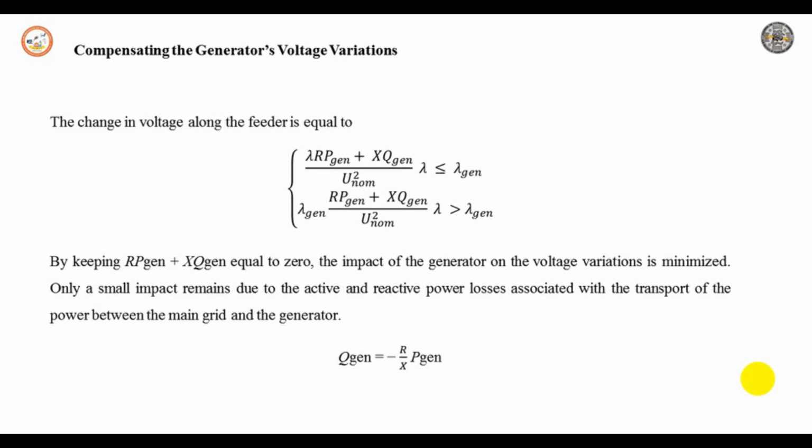So Q_gen equals minus R/X times P_gen. To strongly limit the impact of distributed generation on voltage variation, each unit should consume an amount of reactive power equal to the imaginary part of the source impedance at the point of connection where the generator units are connected.